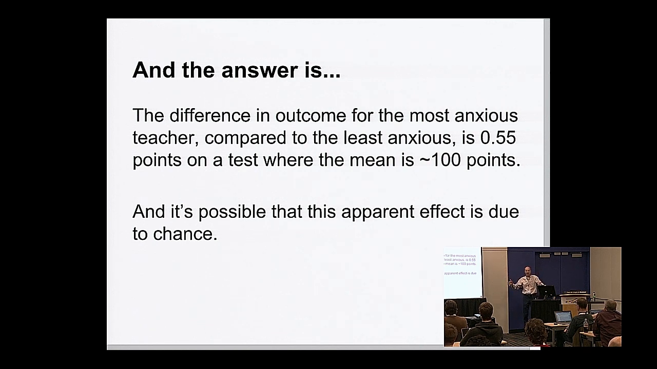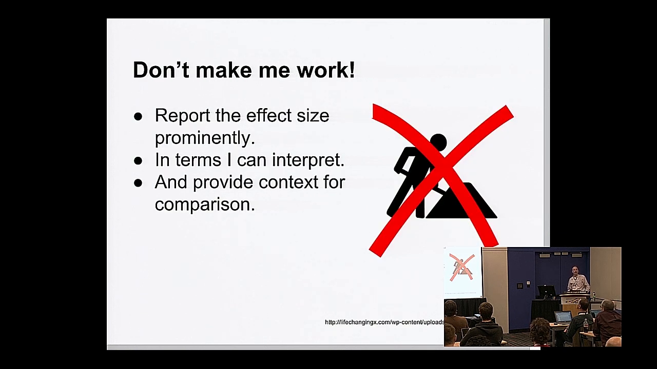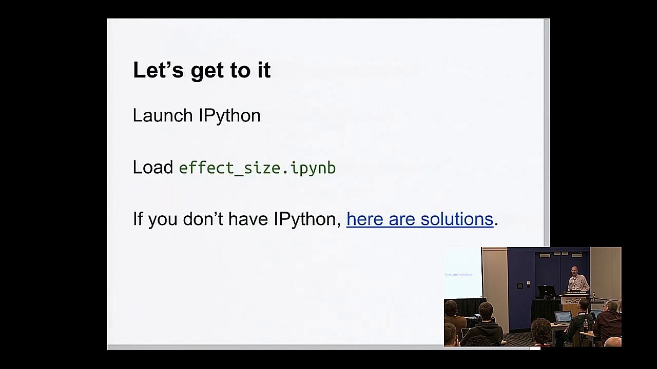At the very least, you should have that number in front of you so that you can decide whether you think that's an effect that matters or not. The problem is that I had to work really hard to find that number. This is the problem that I want to address. Report the effect size prominently. Everything else is secondary to that.